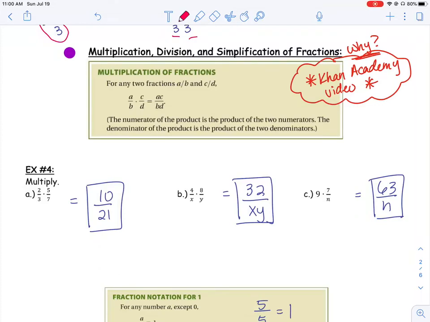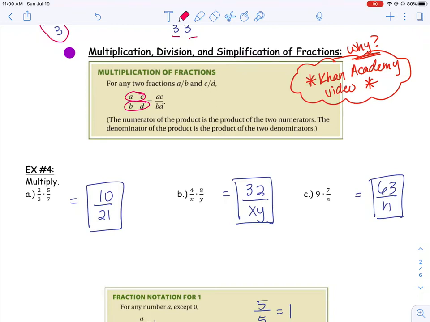All right, in our second video for section 1.3, we're going to talk about multiplying, dividing, and simplifying fractions. Our rule for multiplying fractions is anytime I have two fractions being multiplied, I can simply multiply my tops with my tops and my bottoms with my bottoms. I can multiply numerators together and I can multiply denominators together.